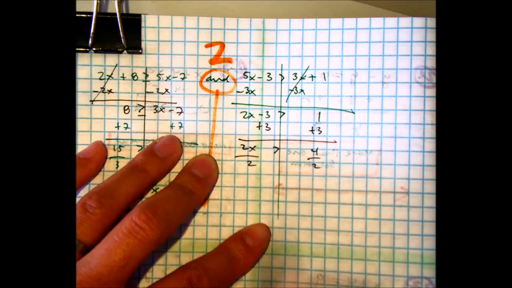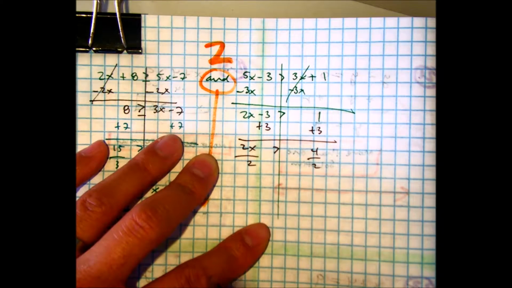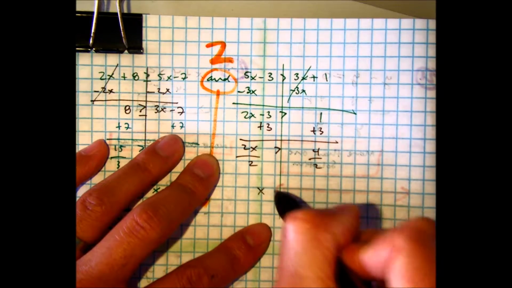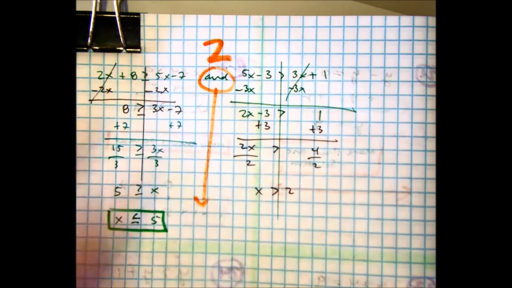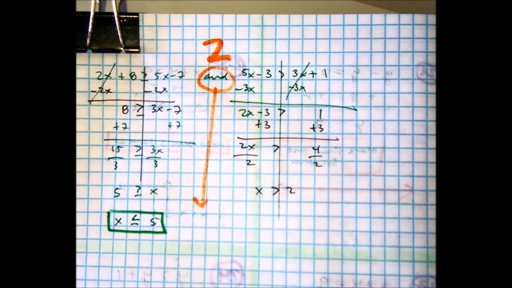I'm not flipping the inequality sign. It's only when you divide or multiply by a negative that you do that. x is greater than 2. Raise your hand if you got that.